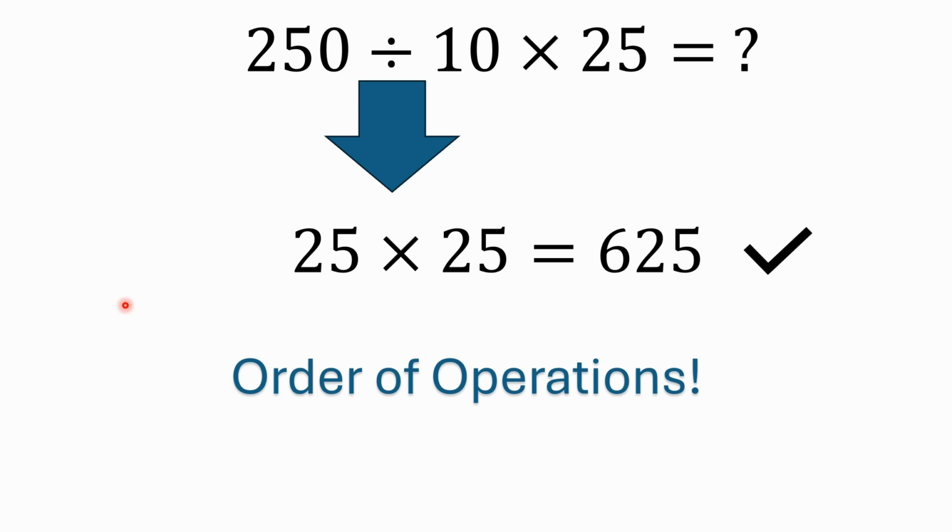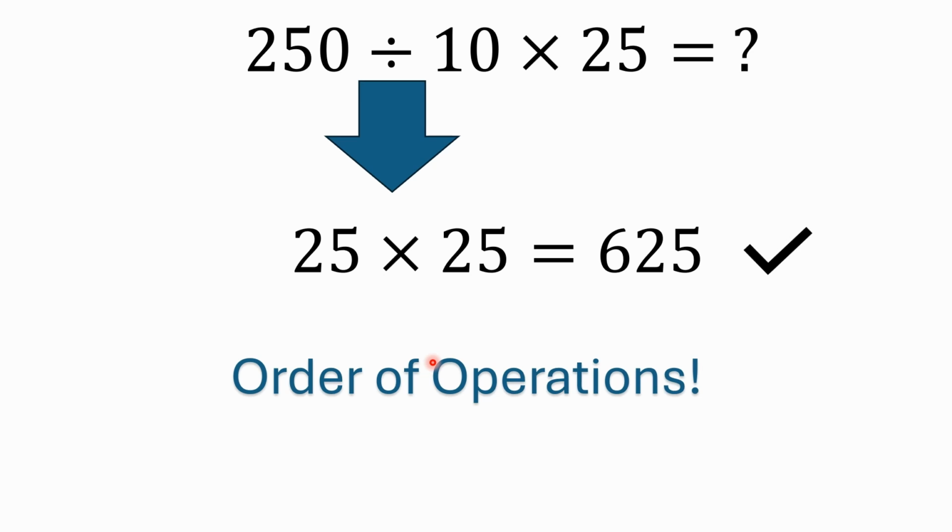All right, so if you remember your order of operations and you're following PEMDAS or BODMAS or basically any of the acronyms, you know that you just do the multiplication and division left to right in the order that you find them. So following order of operations, it's 250 divided by 10, which is 25, and then you're left with 25 times 25 equals 625.